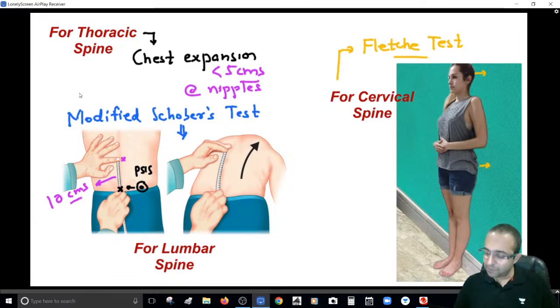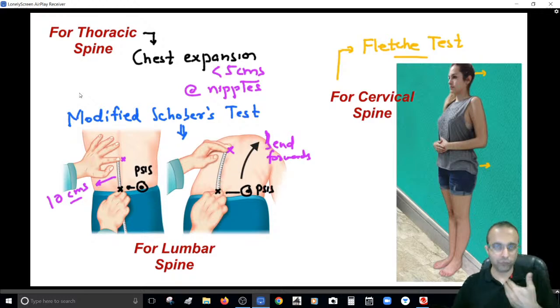Now I will ask this patient to bend forwards. Okay, so this is my point at the level of PSIS, and this other point has gone here. So this point on the skin has moved farther because this patient has bent forward. So if you bend forwards, the distance between these two points is bound to increase. So I see the increase of this distance.